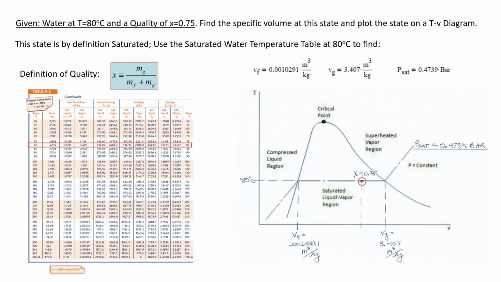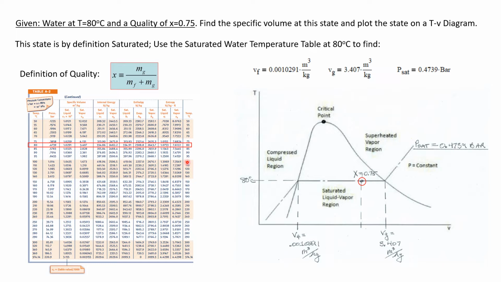Let's look at another problem involving water. This is water given at a temperature of 80 degrees C, and it has a quality of 0.75. X is the symbol we use for quality. Well, let's explore this. What is quality? We'll figure that out as we solve this problem. We're asked to find the specific volume at this state, and we want to plot it on a TV diagram.